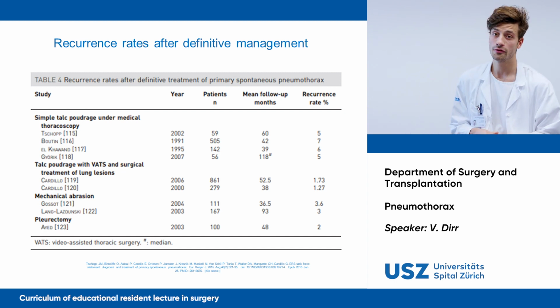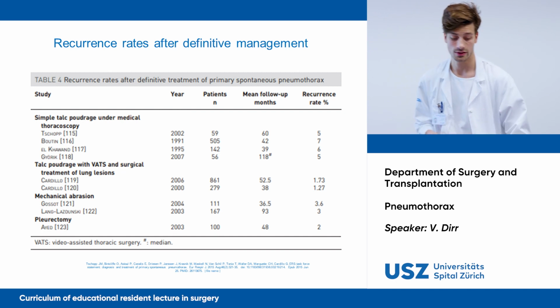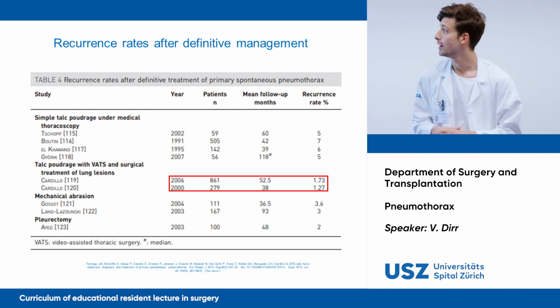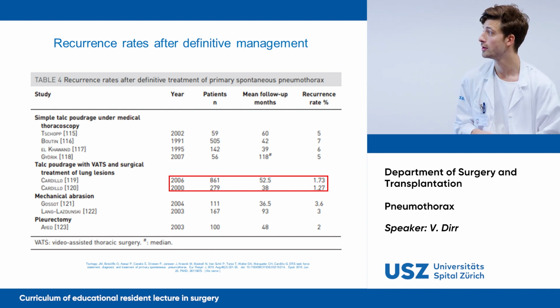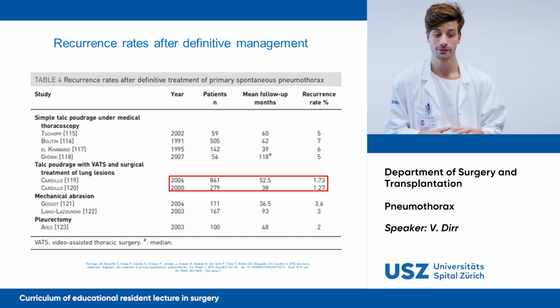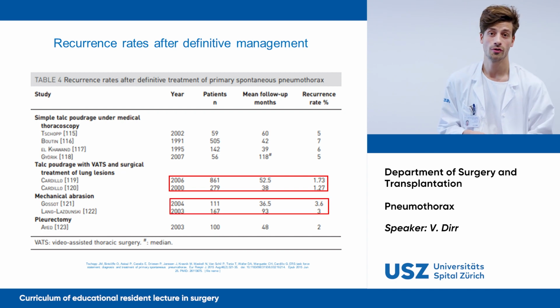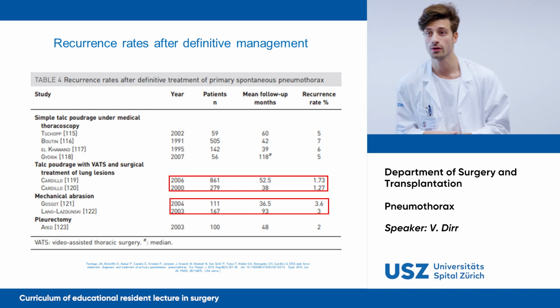And we know today from the literature that the combination of different techniques has the highest success rate. For example, a talc poudrage with a thoracoscopy and a surgical treatment of lung lesions can result in a below 2% recurrence rate, even with a long follow-up. Quite frequently, mechanical abrasion is performed in this department, and it can achieve around a 3% recurrence rate, even with a longer follow-up.